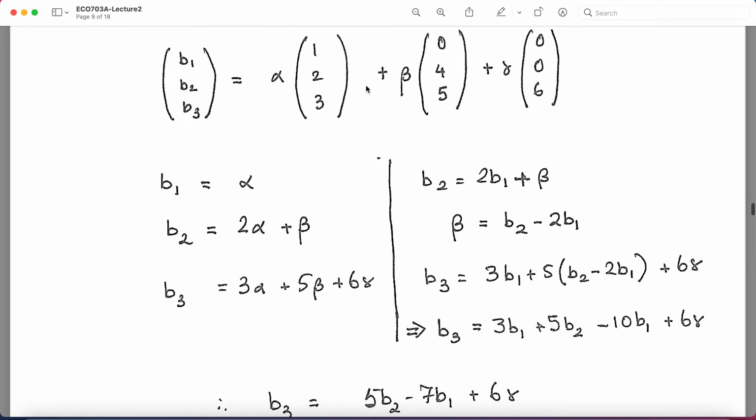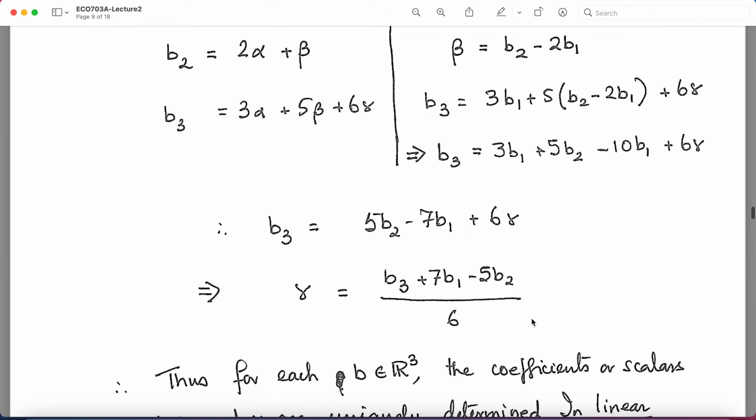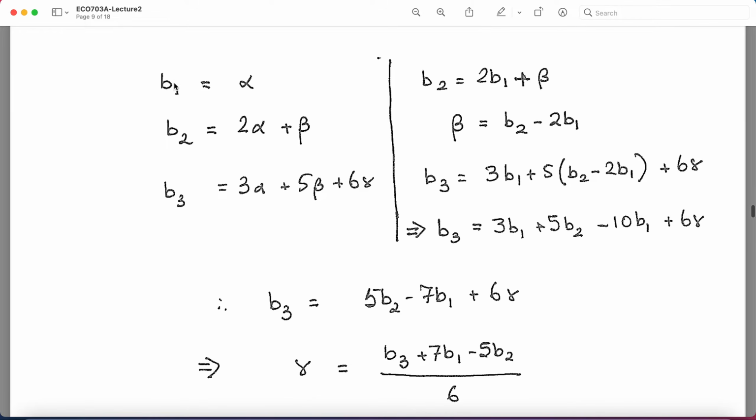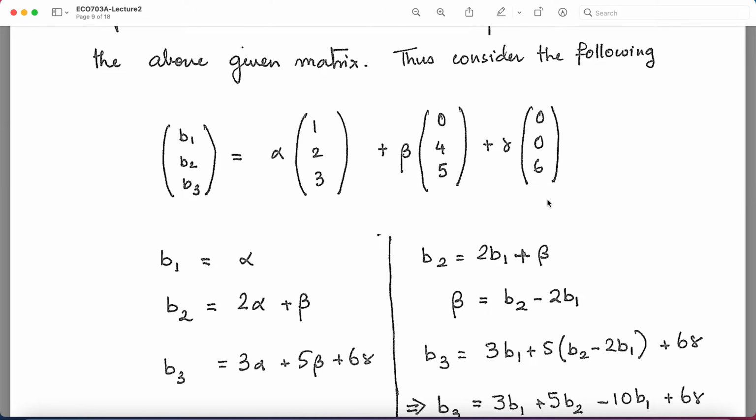So, once you know alpha and once you know beta, you can then compute what B3 is in terms of this. B1, B2, B3 are given. Once you have computed alpha in terms of B1, and beta in terms of B2 and B1, you can calculate gamma in terms of B1, B2 and B3. Since B1, B2, B3 are given, for that particular B1, B2, B3, I have uniquely determined alpha, beta and gamma for these so called linearly independent vectors.